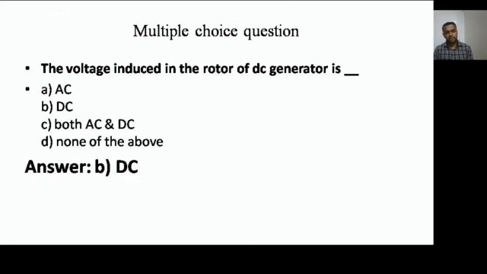This was a brief overview of wave winding, its rules, why it is called wave winding, how it is connected, and a few multiple choice questions that we went through.